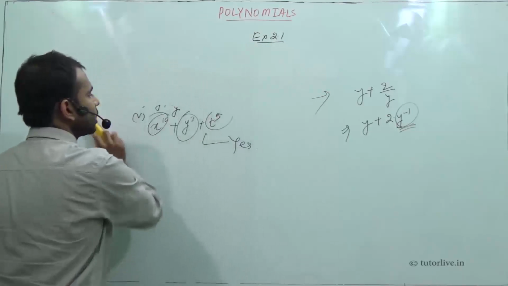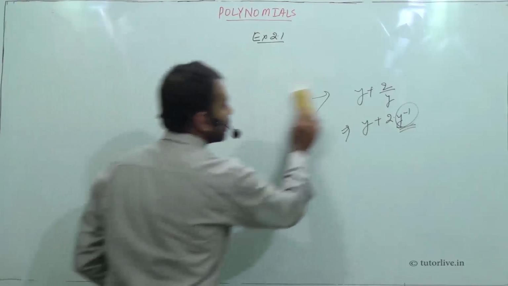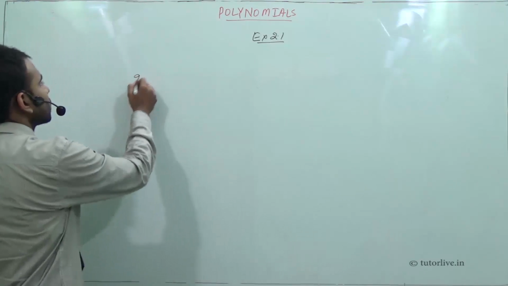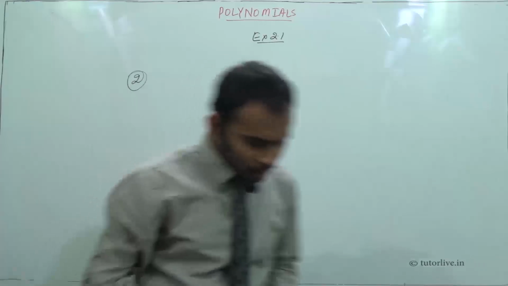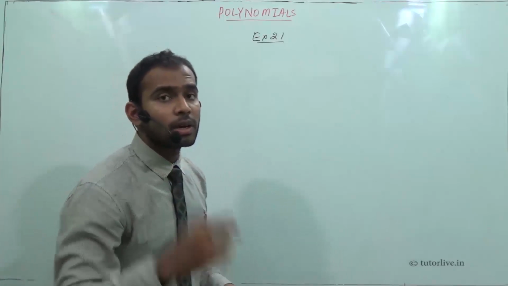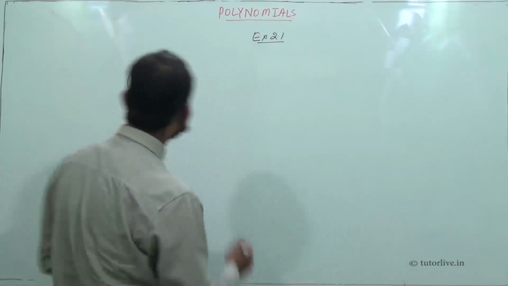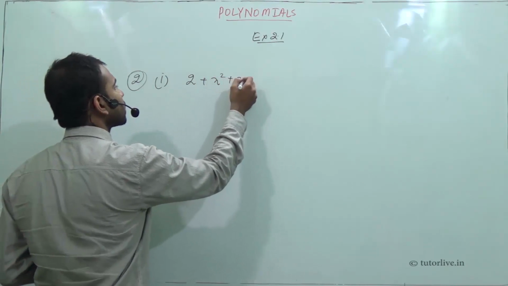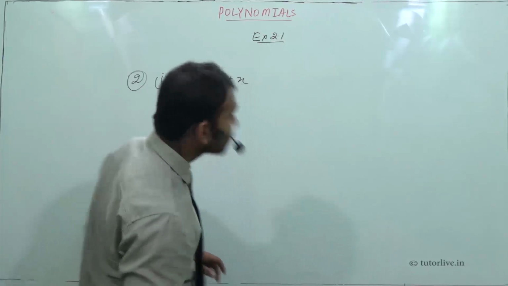We just need to write the coefficients. The first part was very easy actually. You need to move on with the concepts. Second, write the coefficient of x square. It has been asked particularly what is the coefficient of x square. So we'll be writing the first question: 2 plus x square plus x. That's the first question.